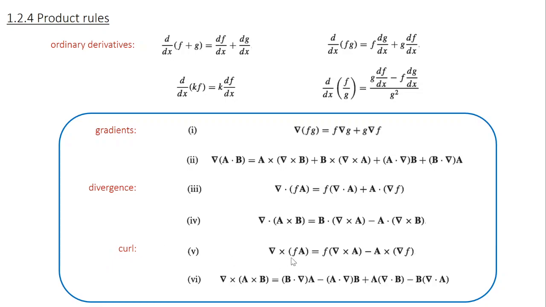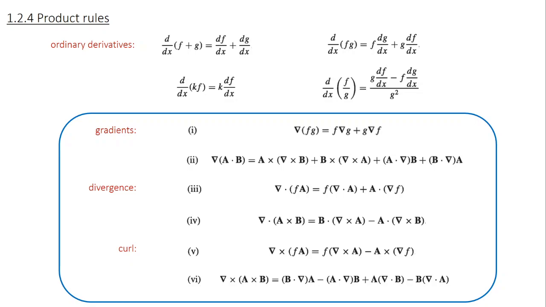Curl of f into a, once again f is a scalar, is f into curl of a minus a cross gradient of f. Del cross a cross b equal to b dot del into a minus a dot del into b plus a into del dot b minus b into del dot a. So I'll show you the proof for theorems 1, 3, 4 and 5, and proof for 2 and 6 you can do as homework.